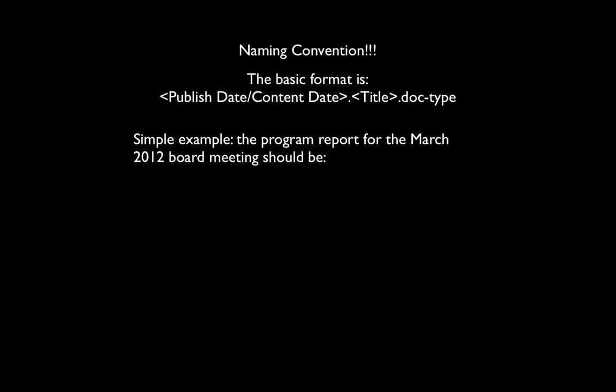So here's a simple example. If we were making the program report for the March 2012 board meeting, it should be 2012.03, and then program report. There's only one relevant date about this document, and that is the time of the meeting.